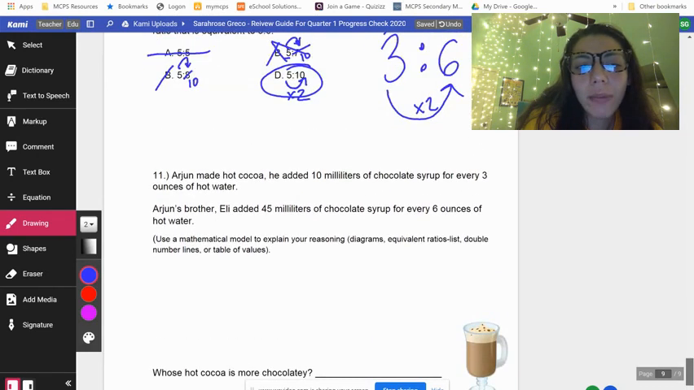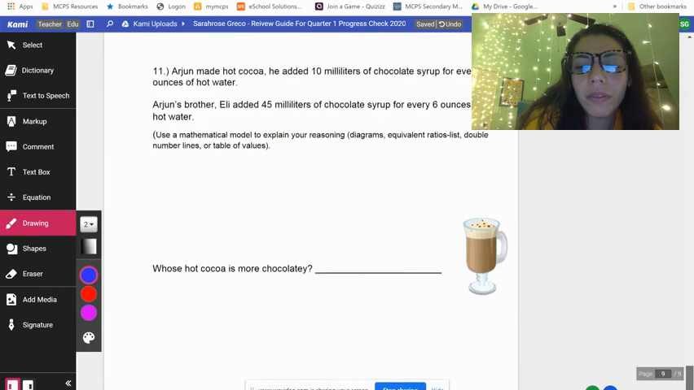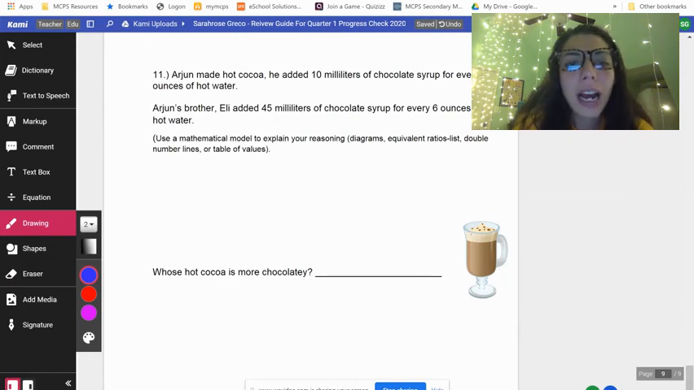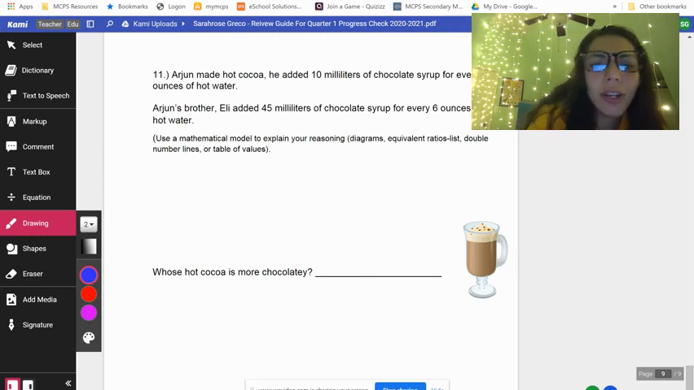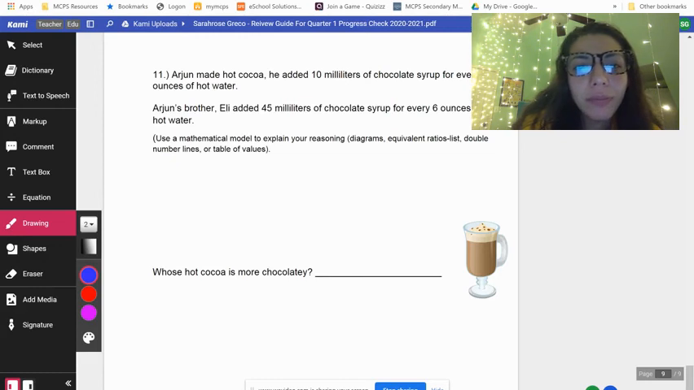Let's take a look at number 11. Arjan made hot cocoa. He added 10 milliliters of chocolate syrup for every 3 ounces of hot water. Arjan's brother, Eli, added 45 milliliters of chocolate syrup for every 6 ounces of hot water. Use a mathematical model to explain your reasoning. Diagrams, equivalent ratio lists, double number lines, or table values. Table of values. So the question is, whose hot chocolate is more chocolatey?